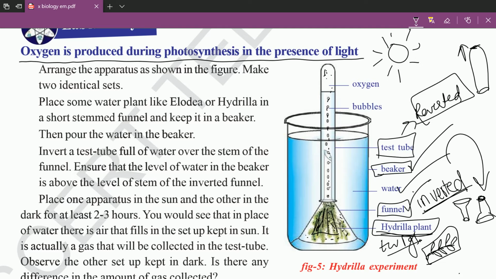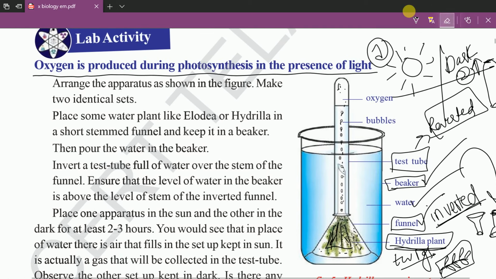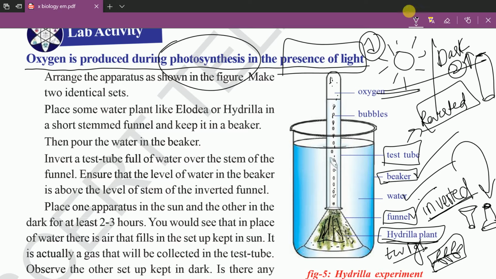Like this we need to prepare one more setup, and we need to put it in the dark. So how many setups will be there? One in sunlight, and the next one in a dark region. So why do we need to put one in a dark region? We are demonstrating photosynthesis. Oxygen will be produced during photosynthesis in the presence of sunlight. To show whether it happens in sunlight or not, we will put one apparatus under sunlight and one in the dark. Then we will wait for 2 to 3 hours.